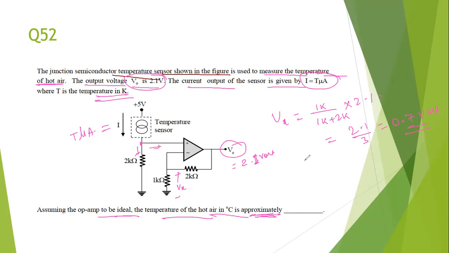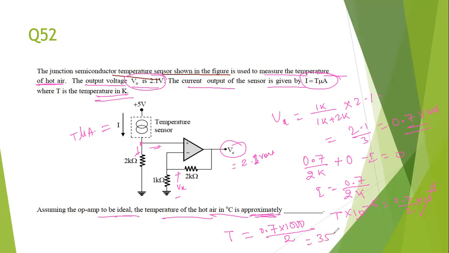So what's the KCL? This is 0.7 divided by 2K plus 0 minus I equal to 0. So I equal to 0.7 by 2K. I equal to what? T microampere. So T into 10 raised to power minus 6 upon 0.7 by 2 into 10 raised to power minus 3. This cancels out. So T equal to 0.7 into 1000 divided by 2, and this is equal to 350 Kelvin.